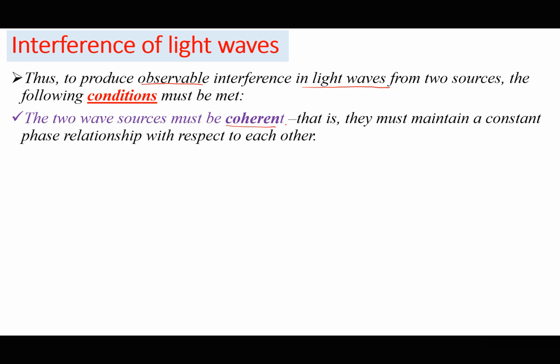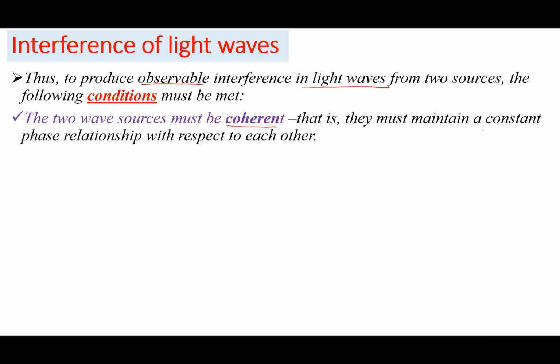However, if we want light waves to produce interference patterns, that is, alternating regions of maximum and minimum, high intensity, low intensity, and zero intensity, then the two wave sources must be coherent. What does this mean?